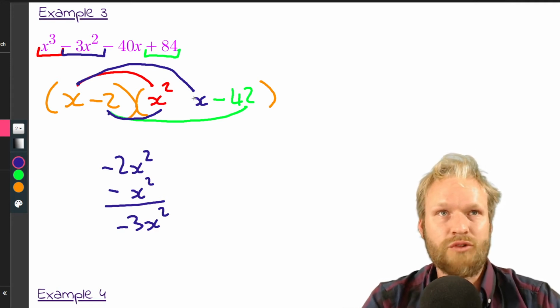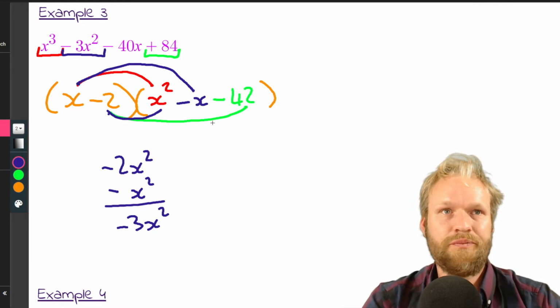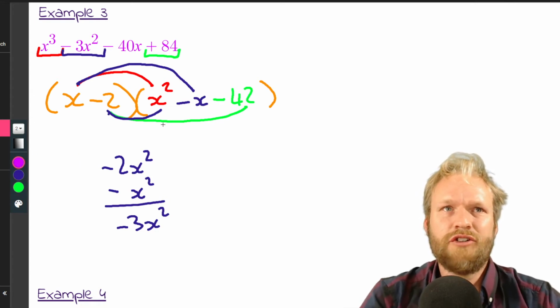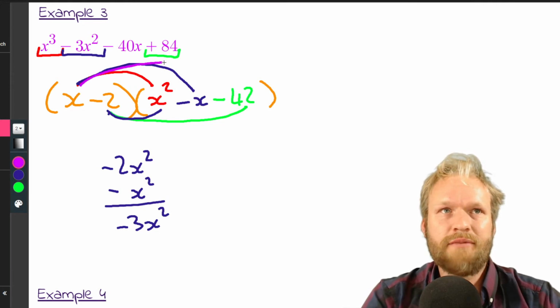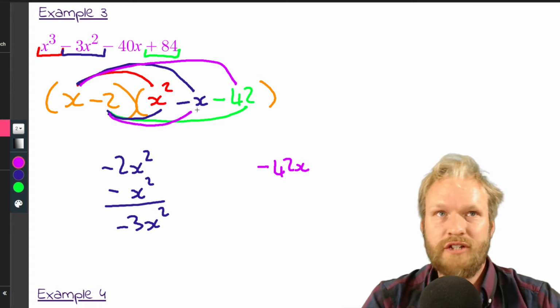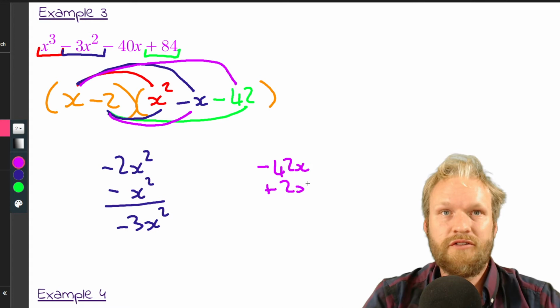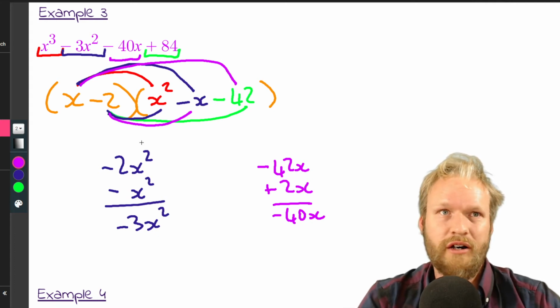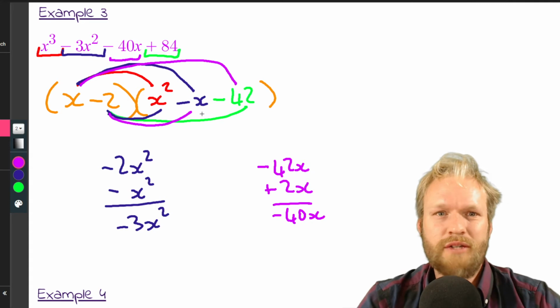So x times what is going to give us minus x squared? Well, it must be times minus x. Okay, and then that works. And the other one's automatically going to work itself out. So we don't have to worry and go, oh, well, x times negative 42. Well, that's negative 42x. And minus 2 times minus x, or negative 2 times negative x, gives us positive 2x. And that's going to give us our negative 40x, which is our last term. Now, you don't have to, that's always going to work out. As long as you've done the x squareds, then the x's will sort themselves out.